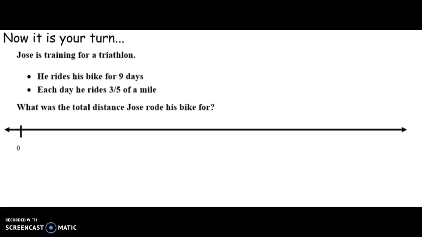So now it is your turn. Jose is training for a triathlon. He rides his bike for 9 days. Each day he rides 3/5 of a mile. What was the total distance Jose rode his bike for?